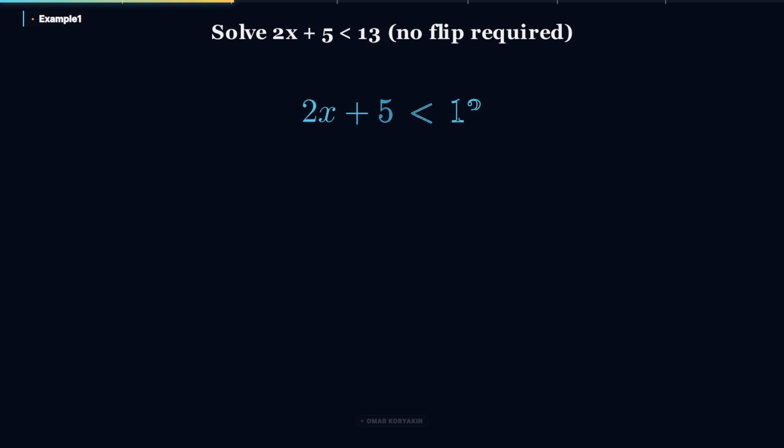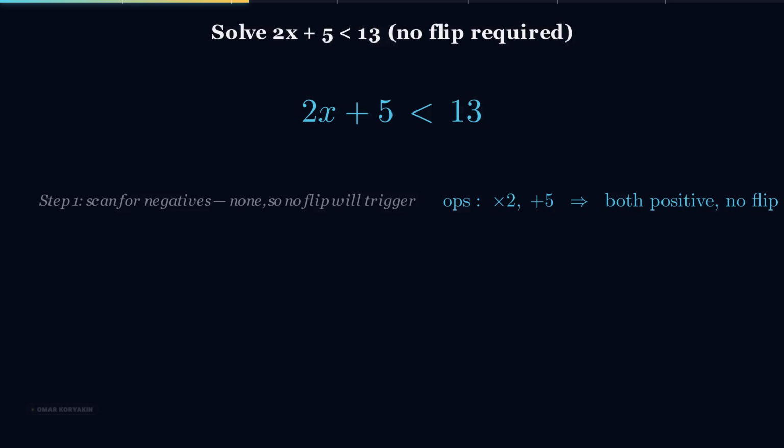Here is the first worked example. Solve the linear inequality 2x plus 5 less than 13. The variable is hidden behind a multiplication by 2 and an addition of 5. The procedure is the same two-step inverse from Lesson 2, with no flip required because the multiplier 2 is positive. Step 1. Identify the two operations applied to x. The variable x is being multiplied by 2, and then 5 is being added on top.